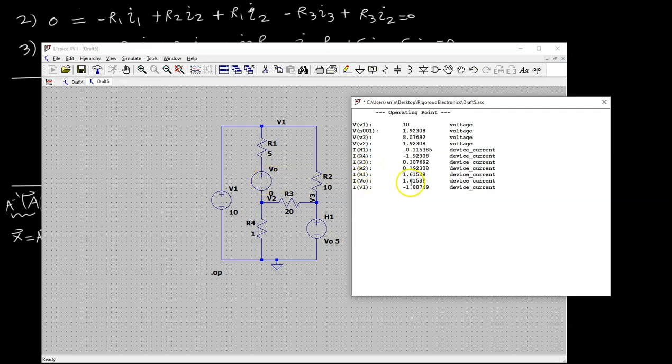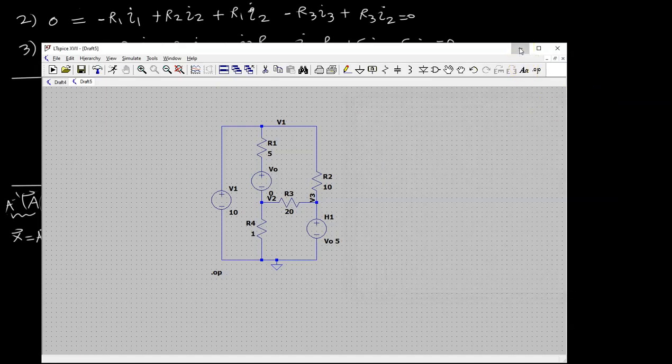Looking at that, you can see that the current through it is 1.615, and the way that was obtained is the current I1, which is going through V1. If you look at I of V1, we get negative 1.807, which means the current's flowing in this direction. If you subtract that by the current through R2, which is 0.192, you would see that the magnitude is 1.615, which is what we have found.